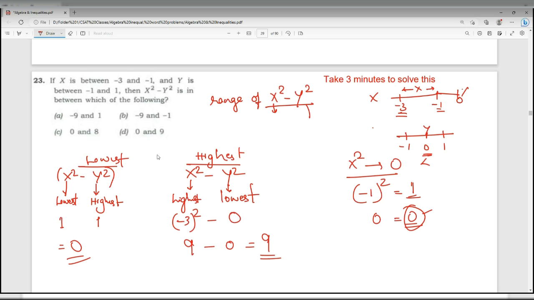So the range of this expression is 0 to 9, but 0 is not included, and 9 is also not included. So the value lies between 0 and 9, with neither 0 nor 9 included. So the correct answer is option D. I hope this is clear. If there are any doubts, please ask.